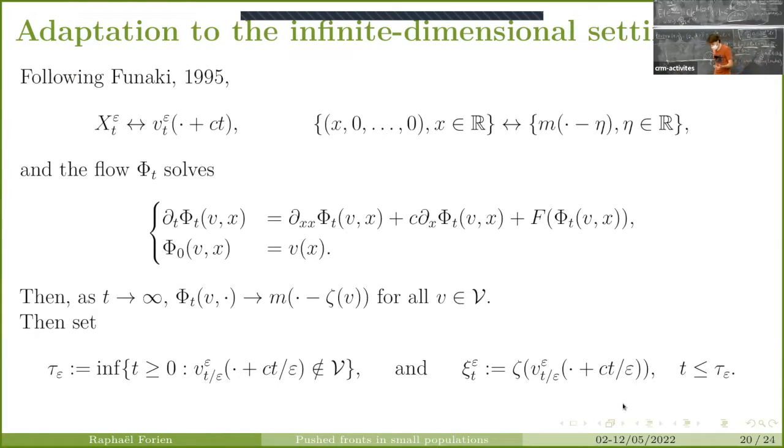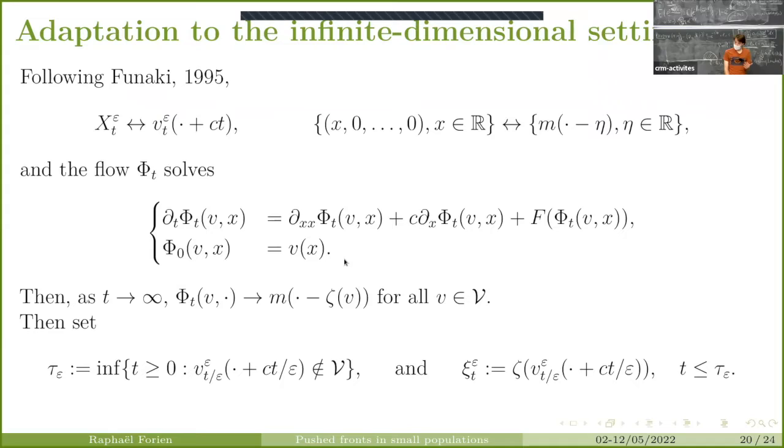And in the paper of Funaki in 1995, which our proof is based on, he adapted all this technology to the infinite dimensional setting of the SPDE. So not a small work. So now instead of our diffusion x epsilon, we have the solution to our SPDE v epsilon that we shift in the frame moving at the deterministic speed. And if we look at phi_t, which is now the flow of the deterministic equation in this moving frame, it's given by this equation.